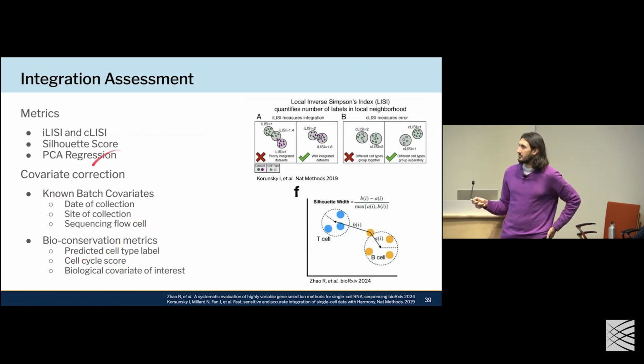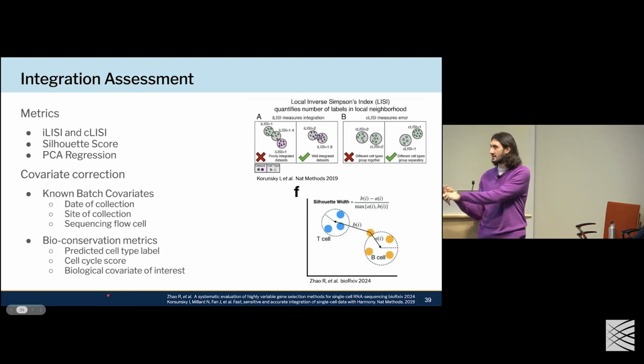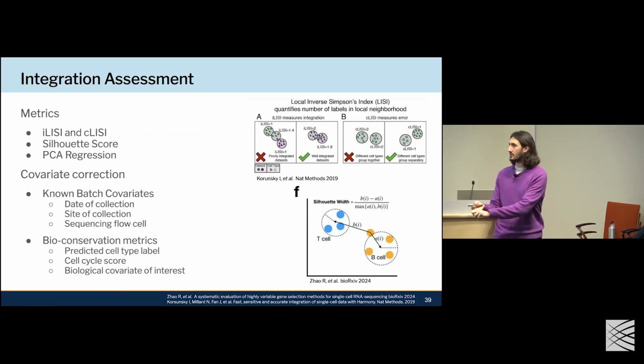Always look at positive and negative controls. So always have things that you know that you want to correct for. So the sequencing flow cell, the site of collection, date of collection, person that handled the samples, versus things that you know you do not want to correct for, or bioconservation metrics. So if you have the predicted cell type label, or you have the cell cycle score, or you have a biological covariate of interest, disease versus healthy, and if it was a well-designed study, you would expect disease versus healthy to not be corrected because that is your key question and you don't want to confound that biology with batch.